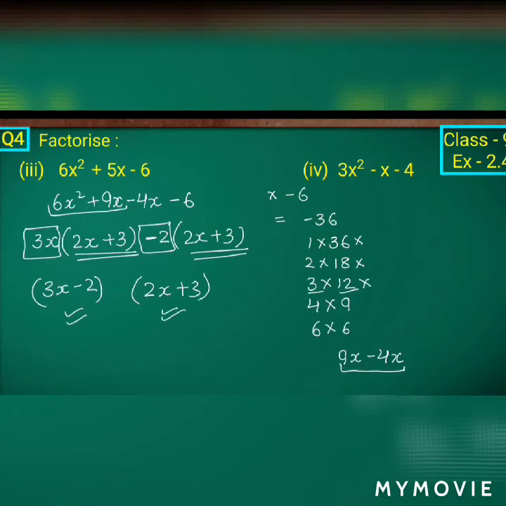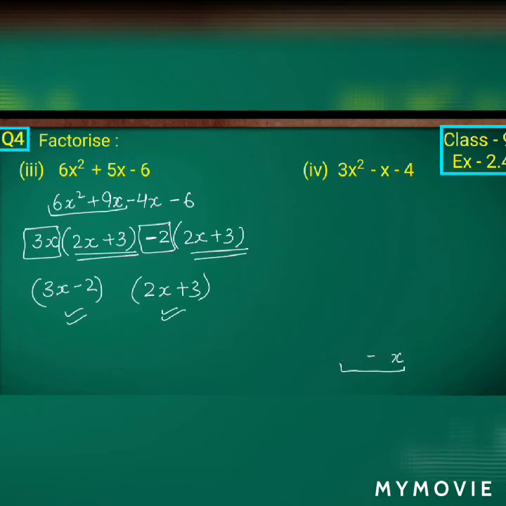So the next problem is 3x square minus x minus 4. Again the product of 3 and minus 4 we have to take here. So 3 into minus 4, which is giving minus 12, and addition or subtraction should give minus 1, since the value of b is minus 1. So we'll just take the factors of 12. 1 into 12, 2 into 6, 3 into 4, 4 into 3. The same way it will be continuing, right?